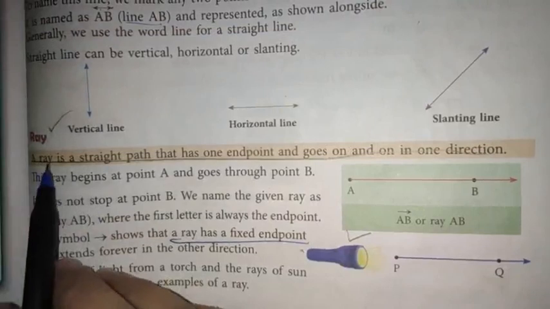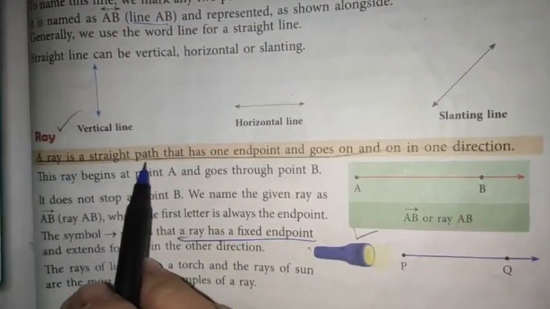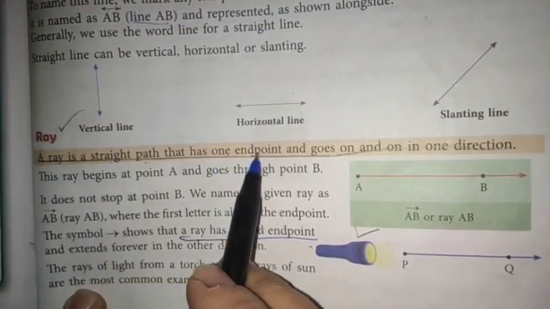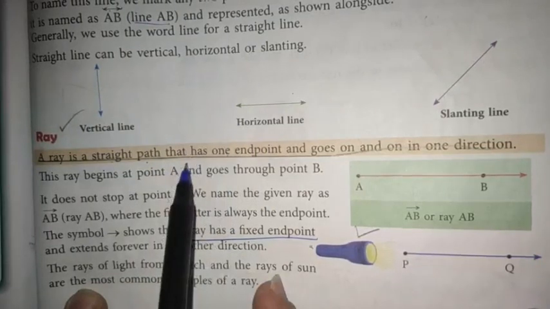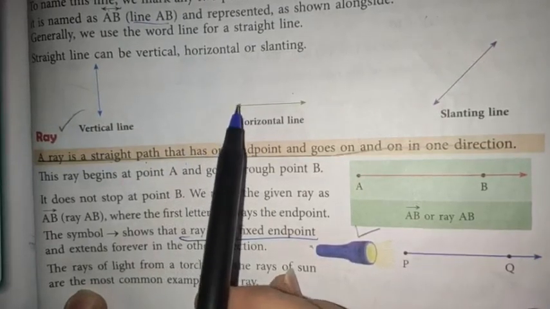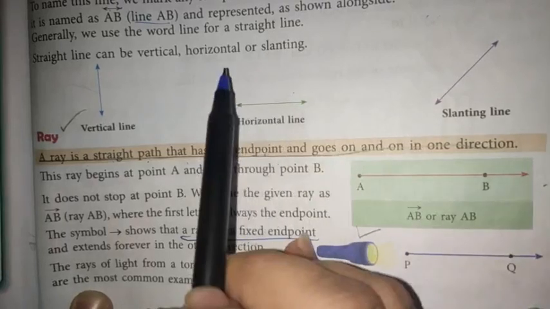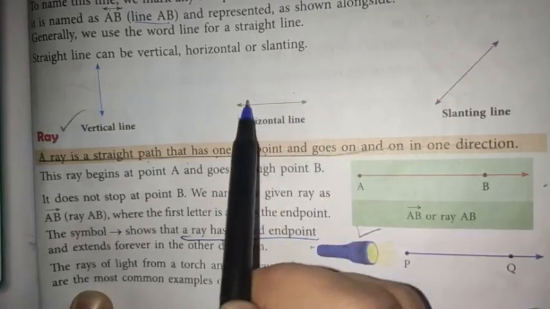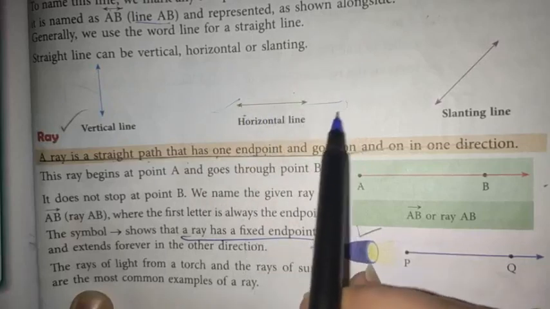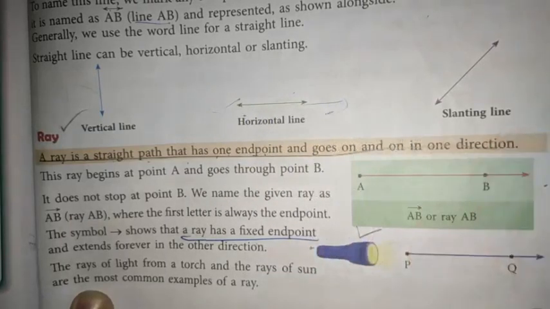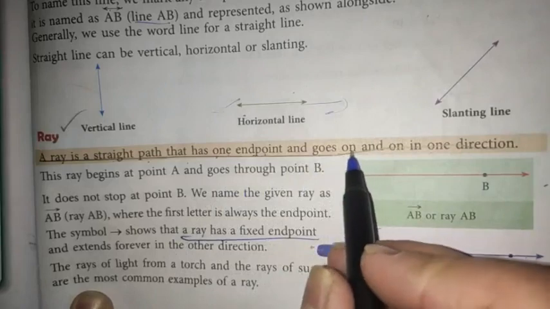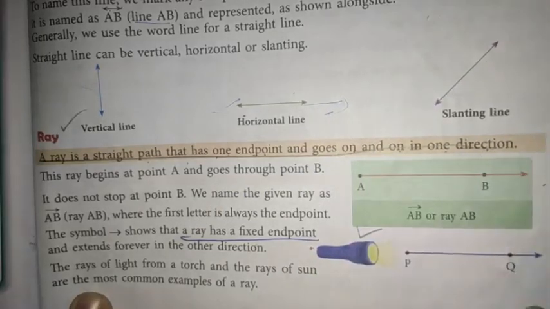Now what is a ray? A ray is a straight path that has one end point. So what is the difference between a line and a ray? A ray will have one end point. Just see, there is one end point, but the line will have no such end point. It may go in this direction, it may go in another way also. So it has no such end point and goes on and on in one direction only.